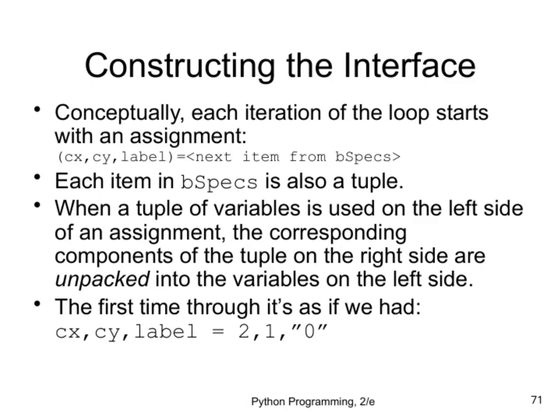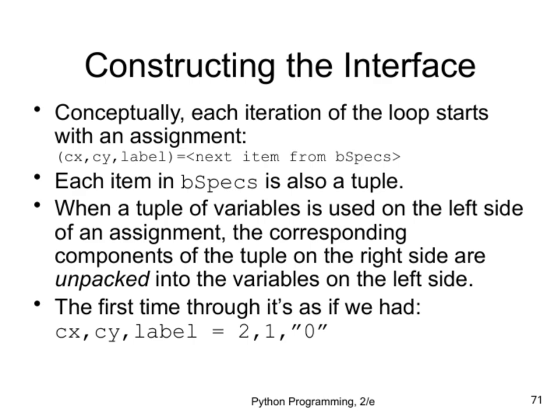All right, let's break down what's happening in this part of the code. Conceptually, each time we go through the loop, we start with an assignment: CX, sci, label equals the next item from bspecs. Now, each item in bspecs is itself a tuple, which makes things pretty straightforward. When we assign a tuple to variables on the left side, Python unpacks the tuple's components directly into those variables. So, for example, on the very first iteration, it's as if we had CX, sci, label equals 2, 1, and 0.